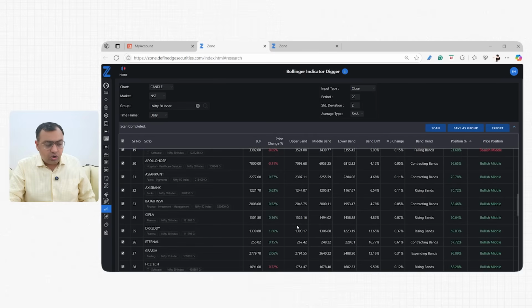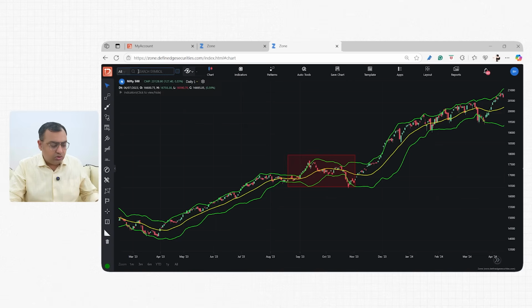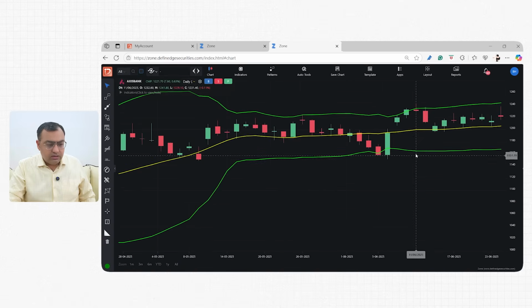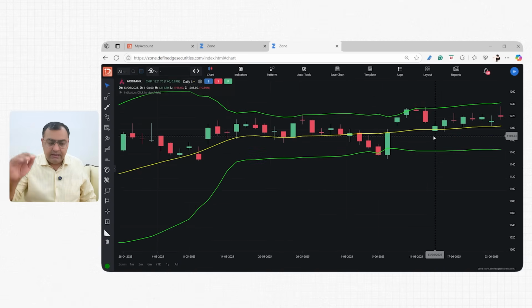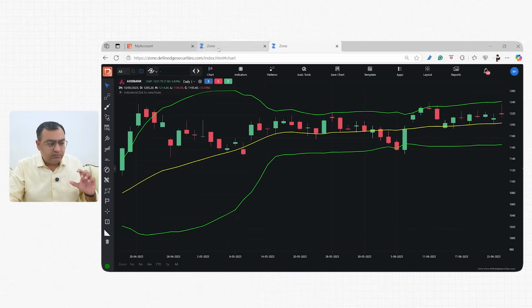If we look at any stock over here, say let's go to Cipla or Axis Bank, and if I just go on to Axis Bank over here, if you look, prices are trending on the upper band and it is on the middle, so bullish middle, right? So you can just look at such kind of trade setups over here.